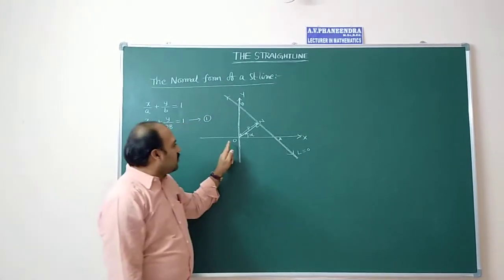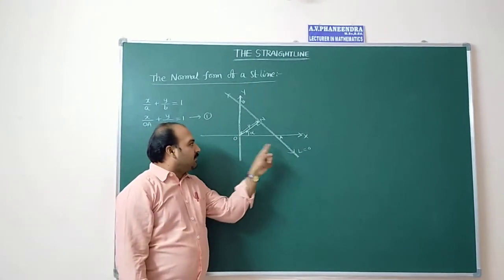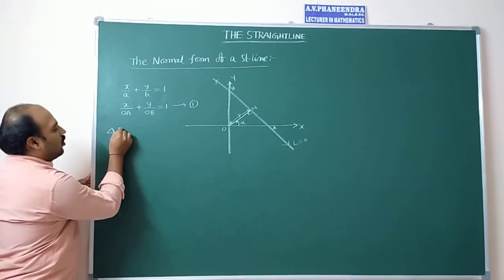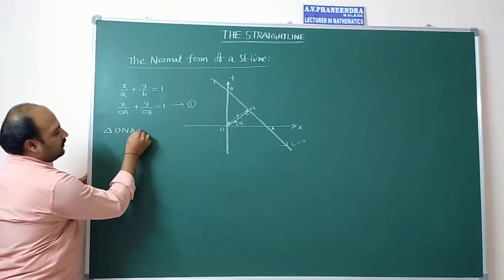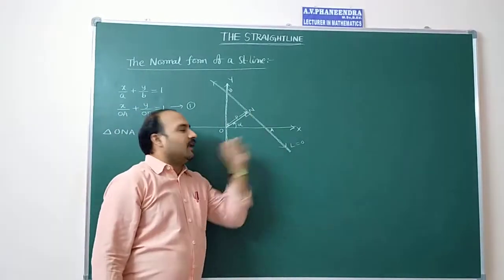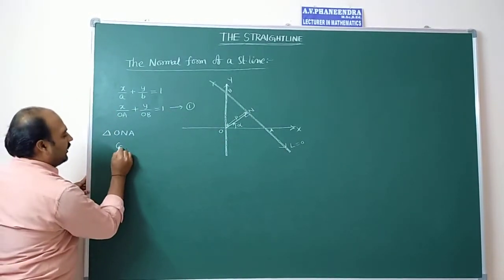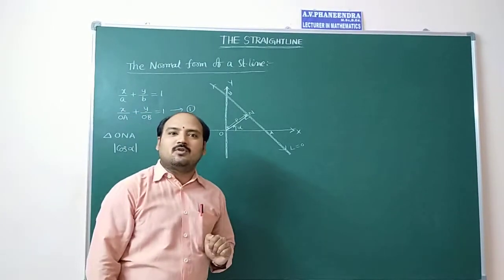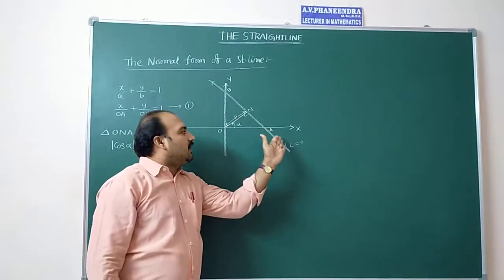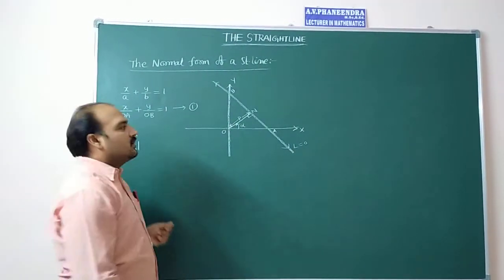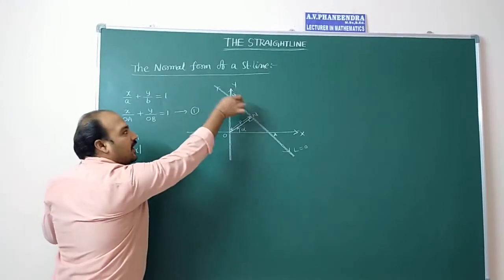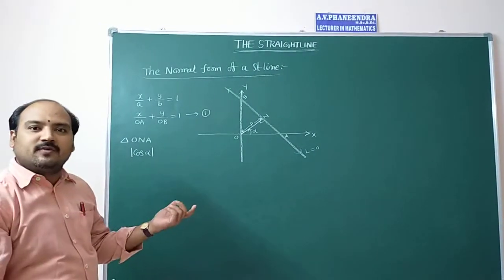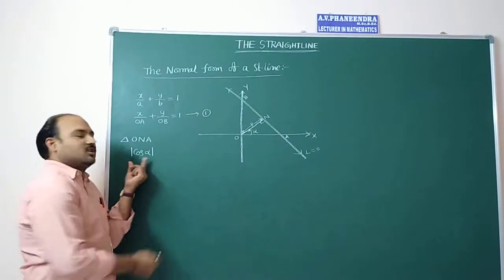After that, observe the diagram. In this diagram, from triangle ONA, calculate the cos alpha value. Here I am taking mod cos alpha. Why are we taking mod cos alpha? If we take the line in the first quadrant, it will be plus. If the line is in the second, third or fourth quadrant, we may get minus or plus. That is the reason I am considering mod cos alpha here.